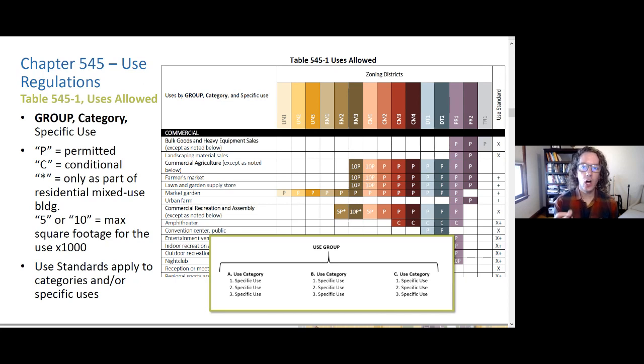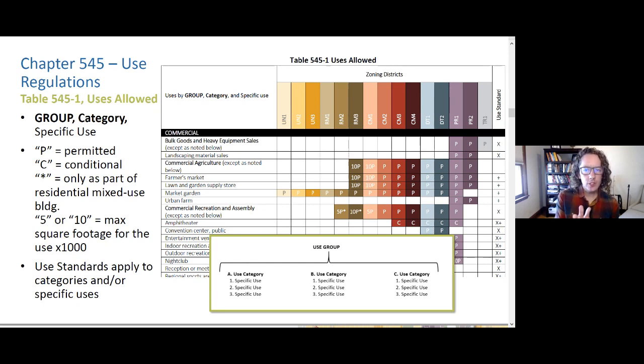Each category has a long list of uses that are included within it. Those are detailed in the category descriptions that are found elsewhere in chapter 545, right after the use table. The use table simply shows whether the uses in that category as a whole are allowed in a given district. So if a specific use within a category is allowed in a different manner, so if it's allowed in more or fewer districts than the parent category itself, it is shown as an individual line item here in the table.